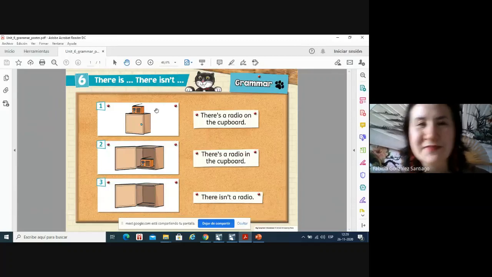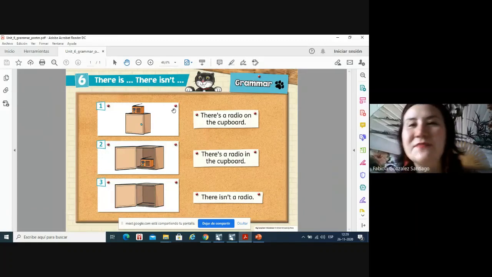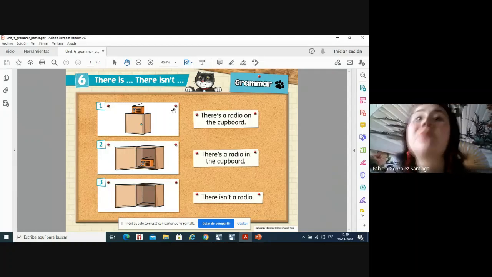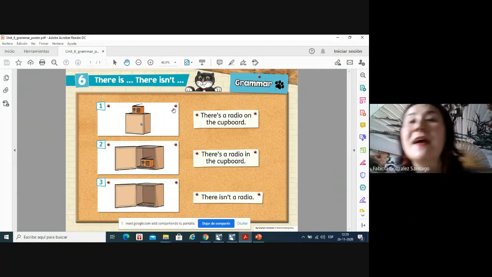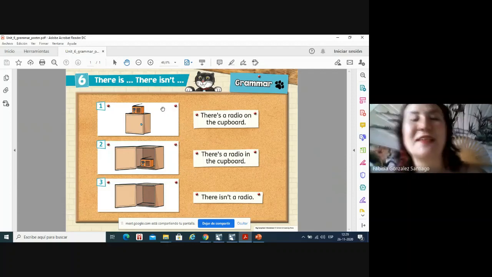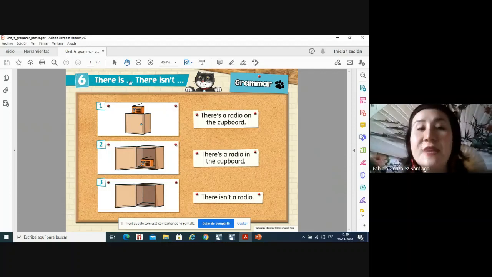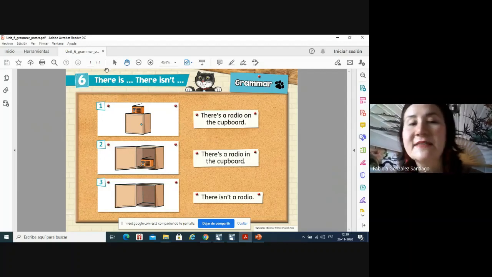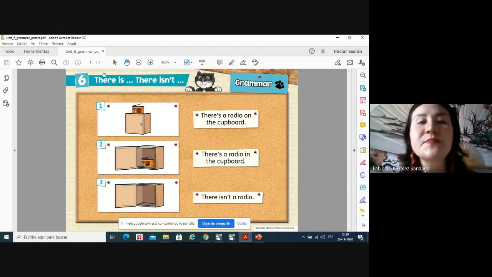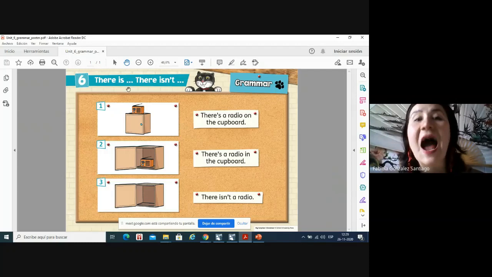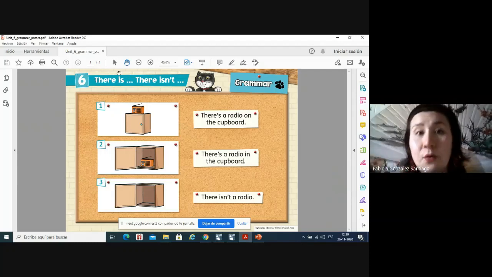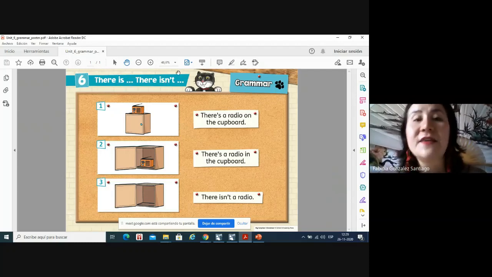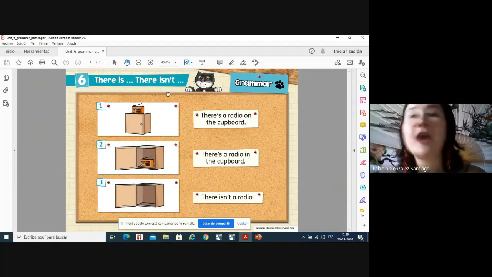Attention. So we've got from the story, remember the story about the ghost? Yes? Right. So we've got there is, there isn't. There is, un poquito en español. There is significa hay. Hay, de haber algo. There isn't significa no hay.